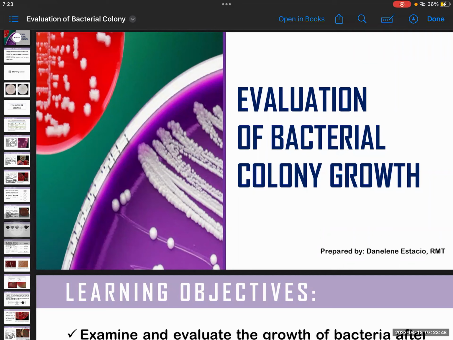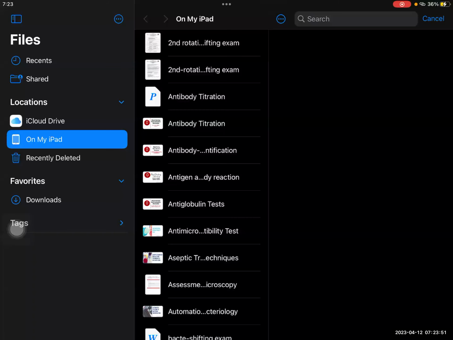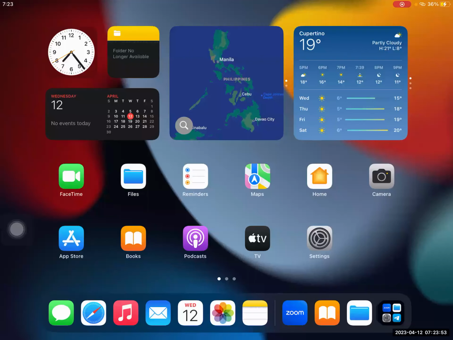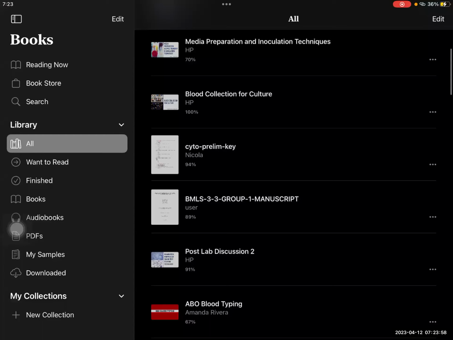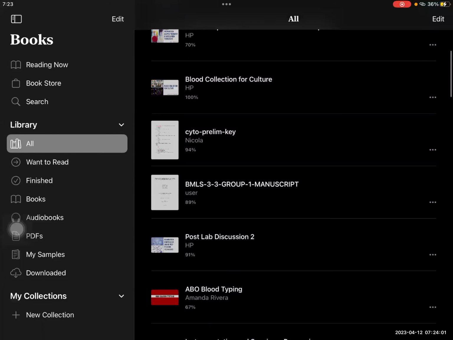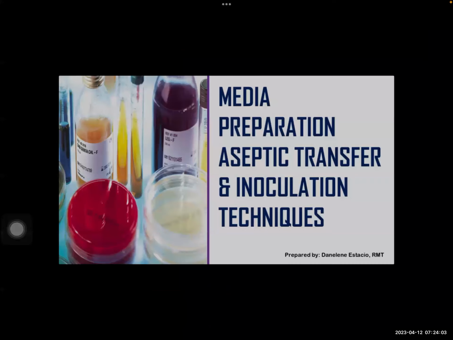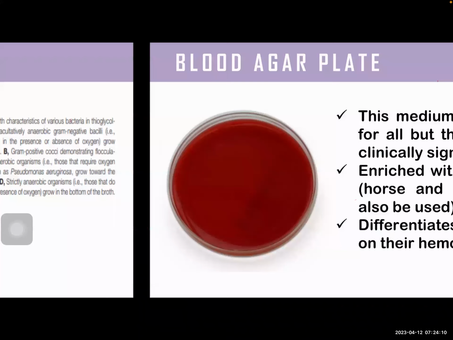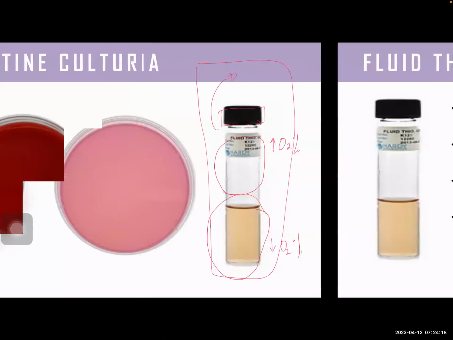Yun. So I did not discuss this part yet because I want it to discuss after na natin ma-discuss yung evaluation. So we've talked about FT or fluid thioglycolate. Though one thing I did not discuss yet is yung growth. Okay. So depending on their growth class, you can actually identify their environmental or oxygen requirement.